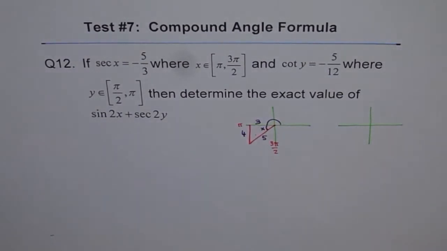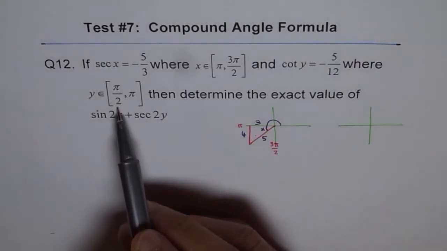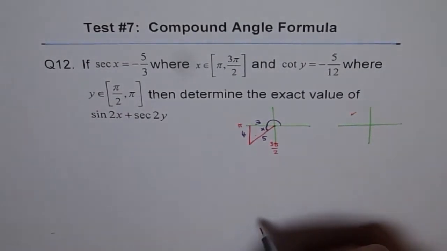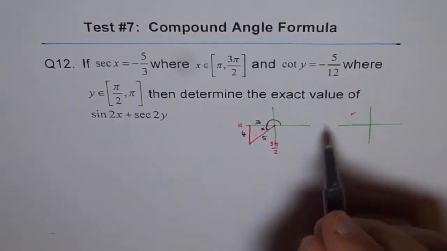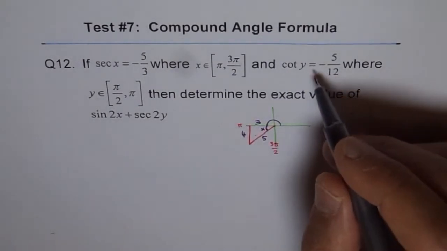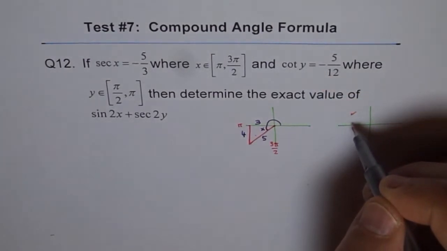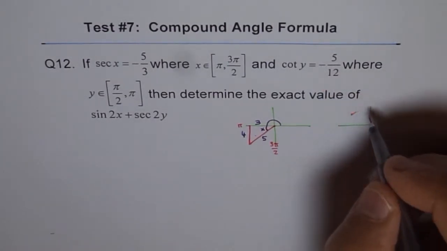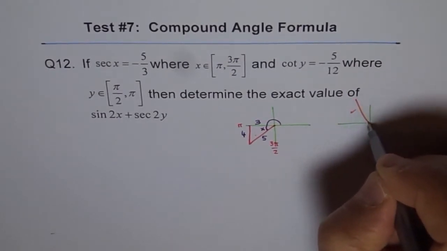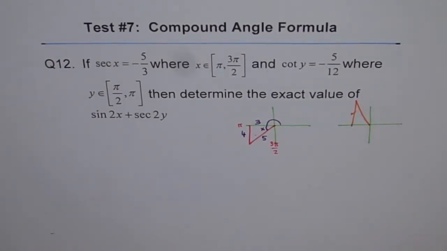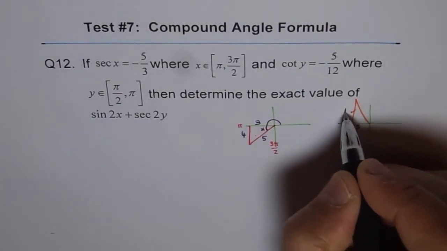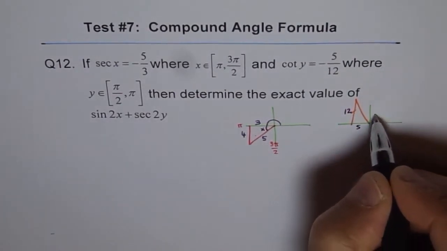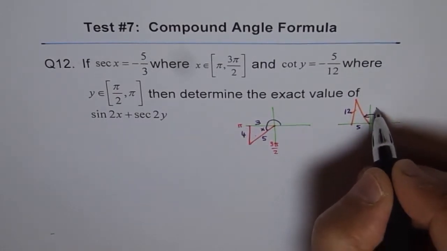The second one is between pi by 2 and pi. So that means it is in this quadrant, right? And the value for cotangent is minus 5 over 12. Now, cotangent is adjacent over opposite side. So the opposite side is big, kind of like this. So let's make it like this, correct? And let's label it. So here we have adjacent as 5. Of course, it is on that side, so minus 5, and this is 12 for us, correct? So that becomes a triangle for the angle of y, do you see?